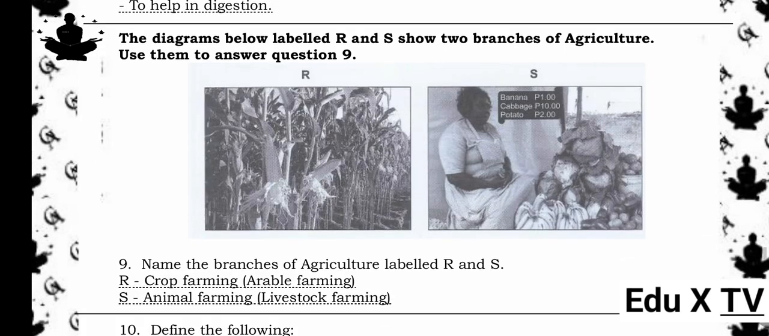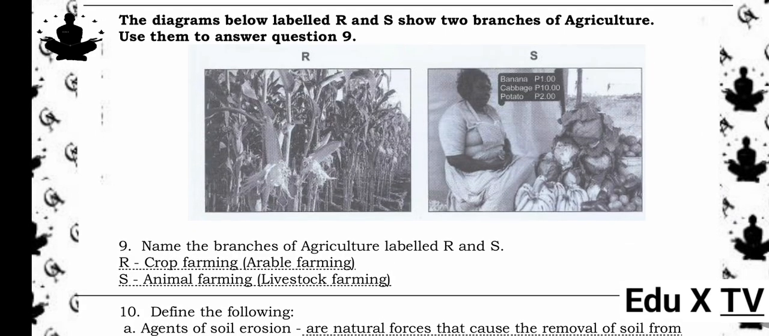The diagrams below labeled R and S show 2 branches of agriculture. Use them to answer question 9. 9. Name the branches of agriculture labeled R and S. R. Crop farming (arable farming). S. Animal farming (livestock farming).